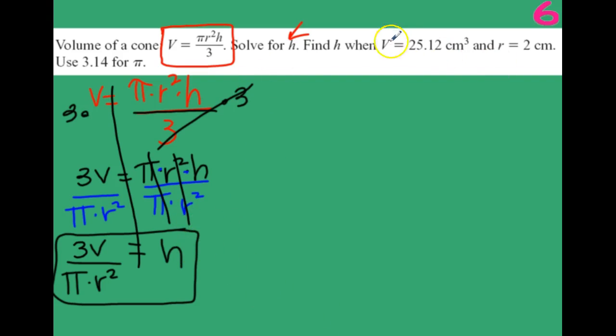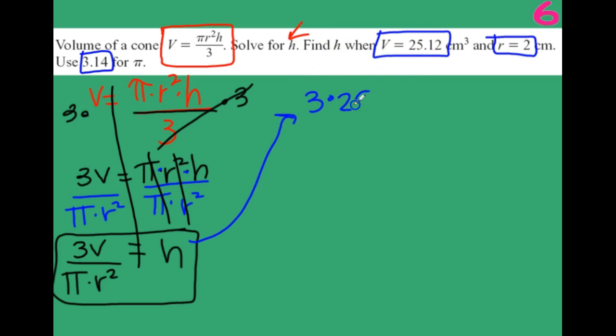Now, find h when v equals 25.12, when r is 2, and use 3.14 for pi. So let's plug those in. It says 3 times v, and v is 25.12, divided by pi, which is really 3.14 if we round it. It says 2, times r squared, and r is 2, so 2 squared. Order of operations tells us to do our exponent first, so this is really just 4. 2 times 2 is 4.